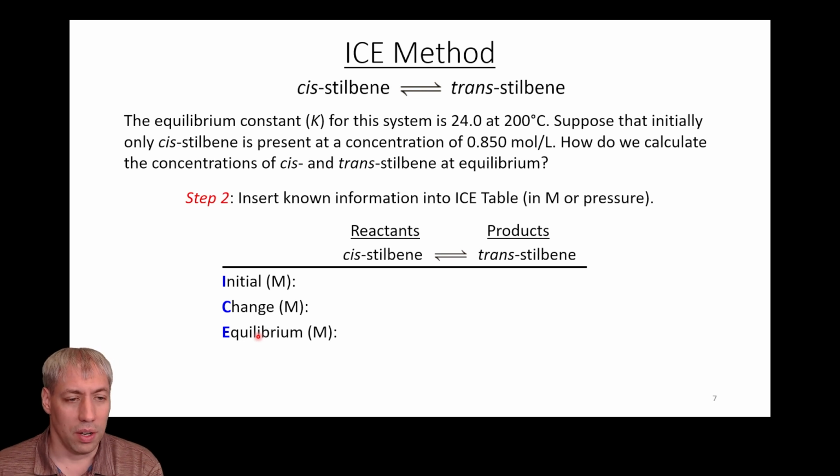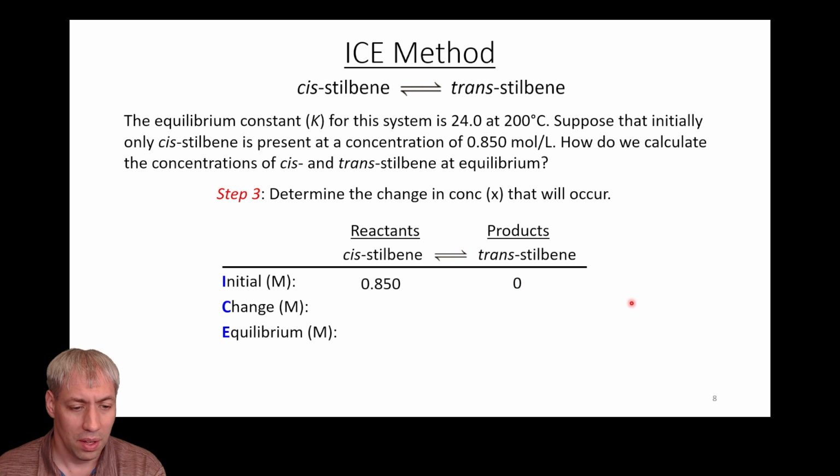What do we know from this particular problem? Well, we know how much reactant we start with, and we know that we only have cis-stilbene, which means we have 0 of the trans-stilbene. So cis-stilbene is 0.85 moles per liter, and trans-stilbene is 0. Now the question is, how will this change?